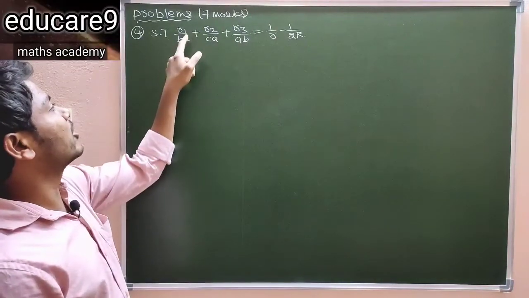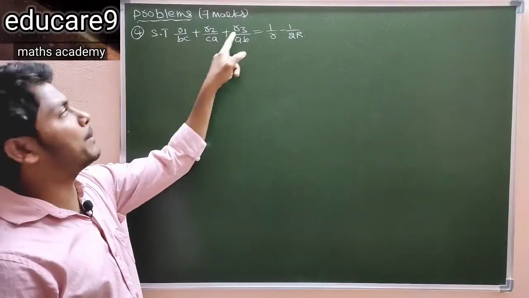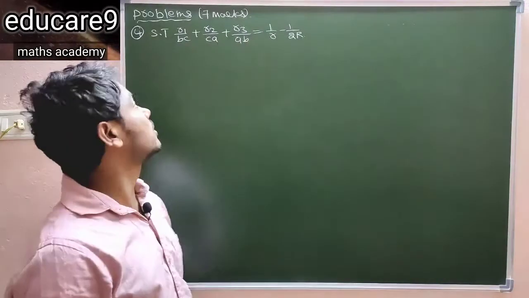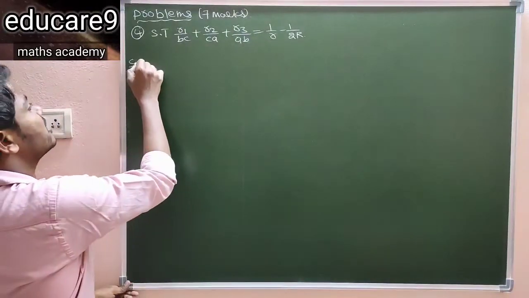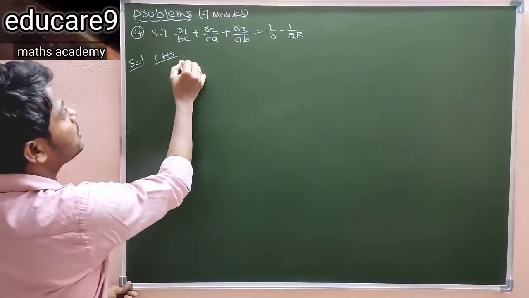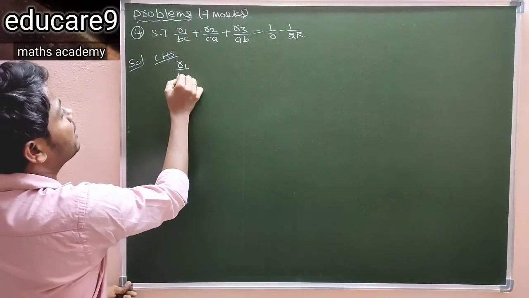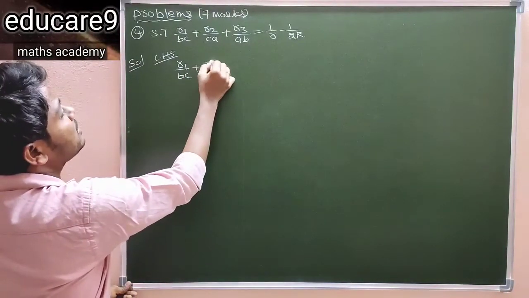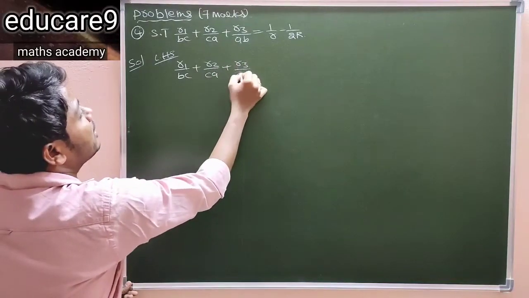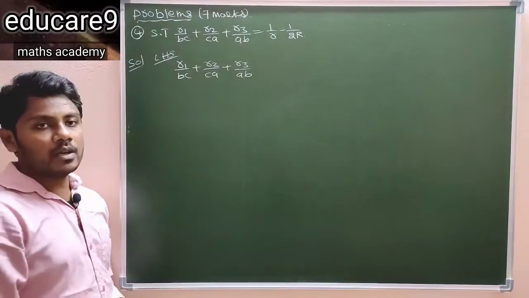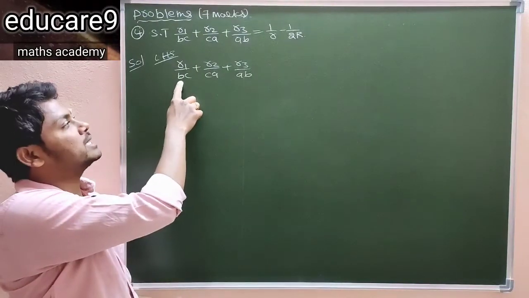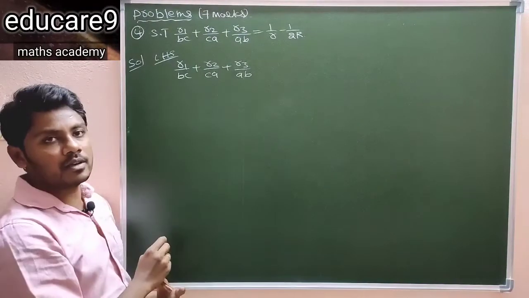Show that R1 by BC plus R2 by CA plus R3 by AB is 1 by r minus 1 by 2R. Okay. So, see here, consider the LHS first. That is R1 by BC plus R2 by CA plus R3 by AB. Once you observe here, the denominators are: first denominator BC, second one CA, here AB.